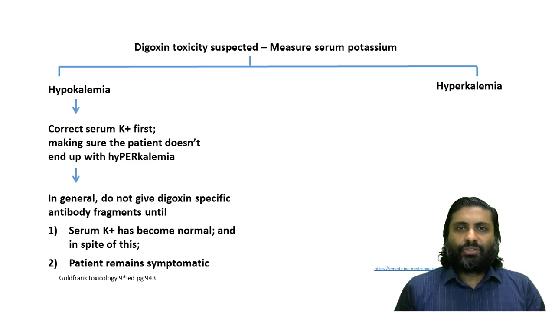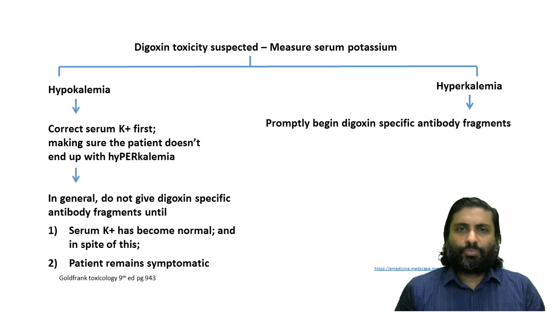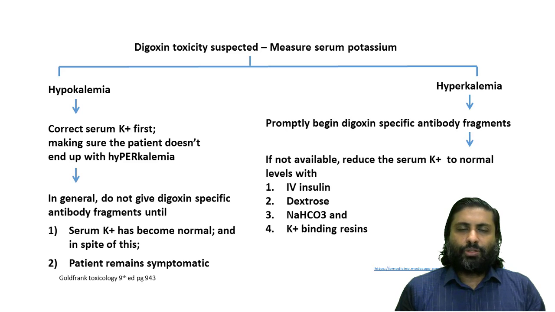On the other hand, if the patient was found to have hyperkalemia, especially if the serum potassium is anything above 5 milliequivalents per liter, then it's better not to hesitate and to promptly begin digoxin-specific antibody fragments. If this is not available, or in the unfortunate situation where it is prohibitively costly, then the serum potassium should be lowered rapidly by the administration of IV insulin, dextrose, sodium bicarbonate, and potassium binding resins.